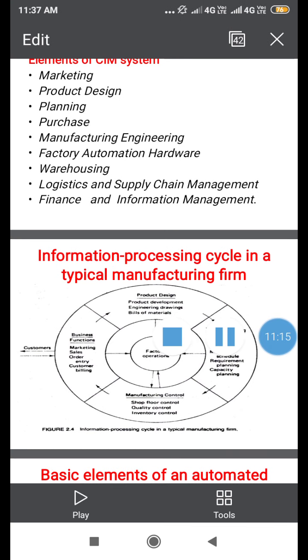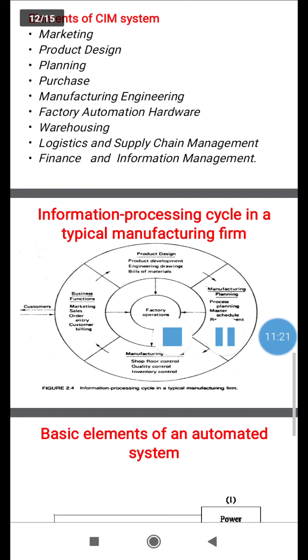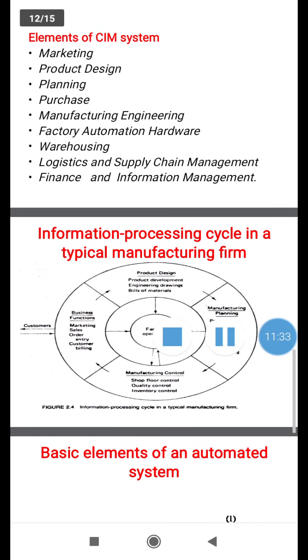That is the information processing cycle in a manufacturing process. Here we consider one cyclic diagram. In this we have 4 steps, that is 4 operations. First one is the product design, second one is manufacturing planning, third one is manufacturing control, fourth one is the business functions. Once you implement this processing cycle in your manufacturing, first you go for design details.